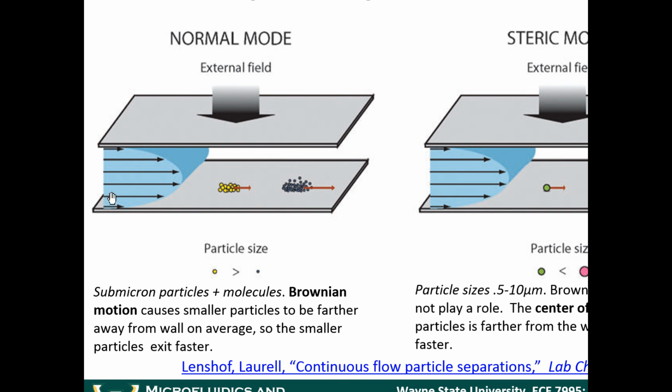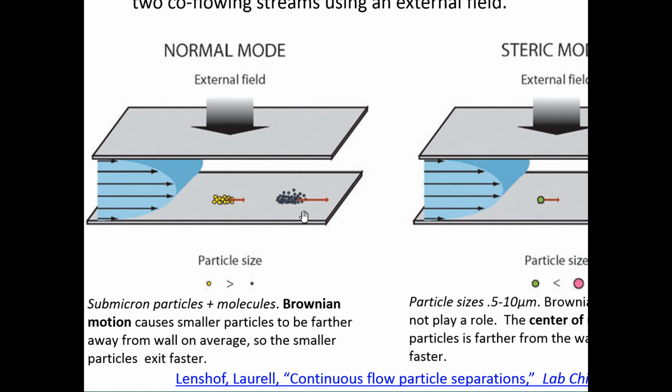Because remember, we have a parabolic flow profile in the channel. Anything that is closer to the center of the channel is experiencing the faster flow vectors. Anything that's very close to the channel walls is experiencing slow flow vectors. So particles will travel faster if they're closer to the center line of the channel. So in the case of submicron particles and molecules, Brownian motion causes smaller particles to be further away from the channel wall on average, so they exit faster.